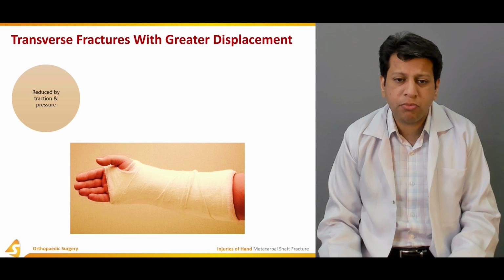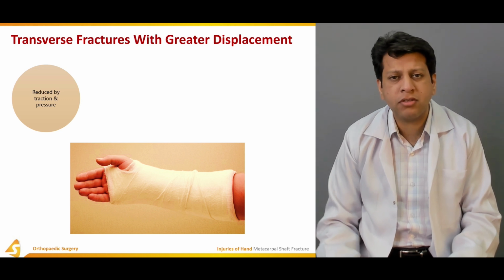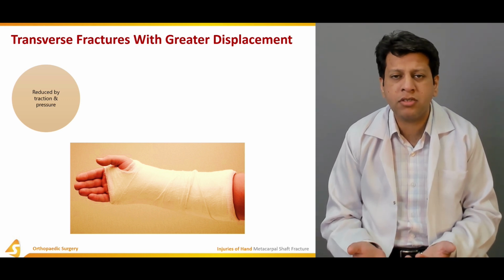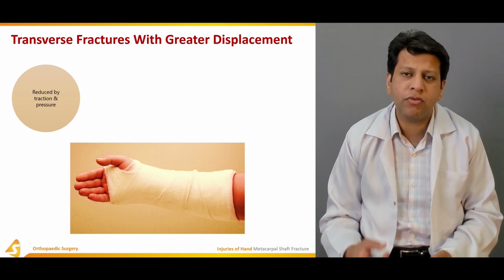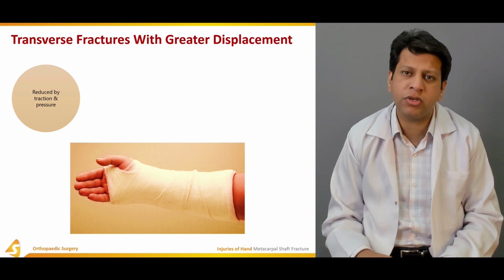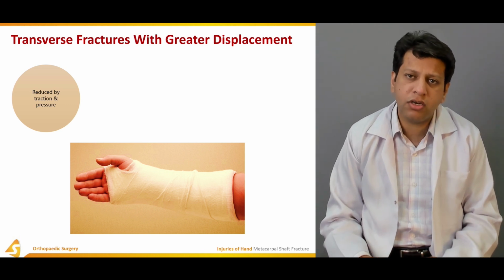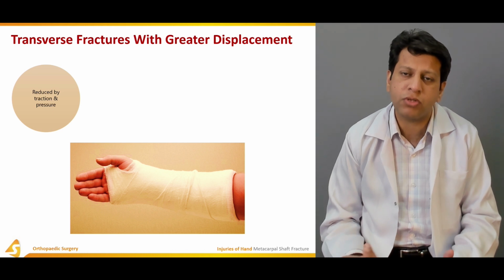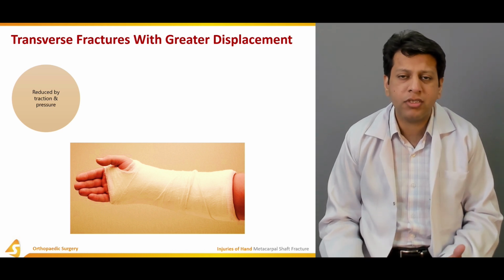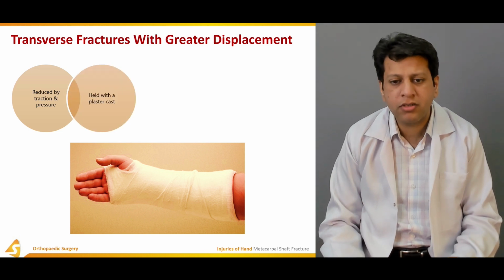And usually it is reduced by traction and pressure. That is very simple. If the distal segment is dorsally displaced, we know we have to move it volarly. So the force is applied from the dorsal surface toward the volar surface. If it is volarly displaced, then we have to apply the force during the traction from the volar surface toward the dorsal surface. That is always the opposite of the injury which has occurred.